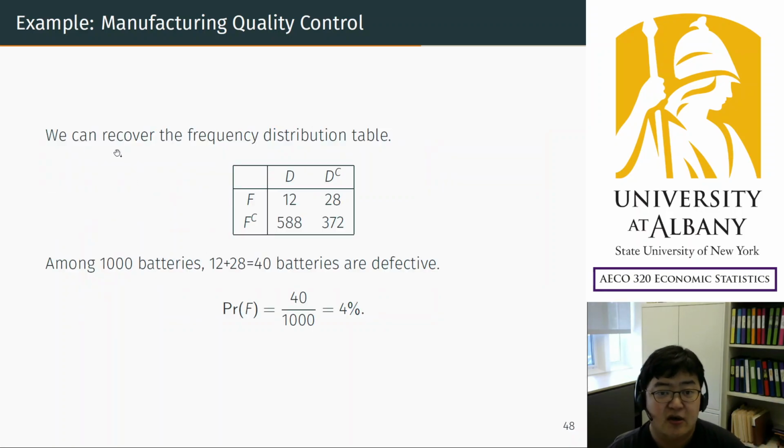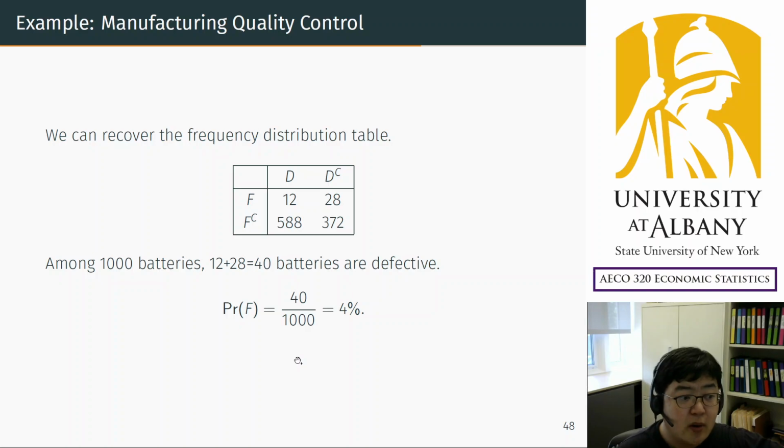That means you can recover the frequency distribution table based on the 1000 imaginary observations, right? And it tells you that among 1000 batteries, these two outcomes, 12 plus 28 batteries, are defective. So that's 40 out of 1000, which is 4%. This is the overall defect rate, regardless of the supplier, right?